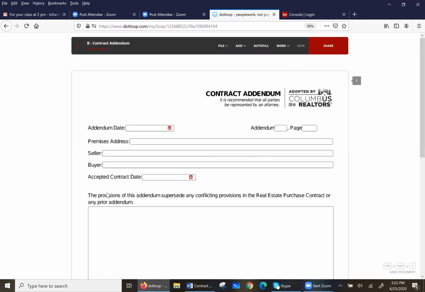So how long does it take to get comfortable with all this? What's that? How long does it take to get comfortable with all this? Not long. We're all here to help you.